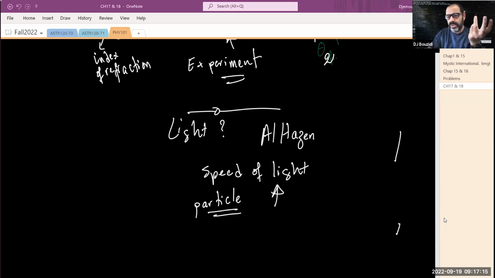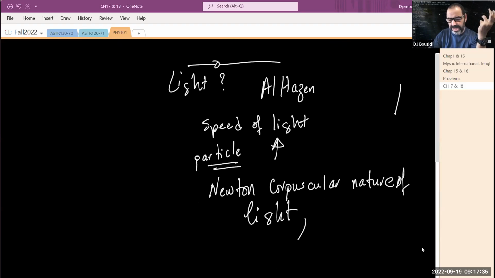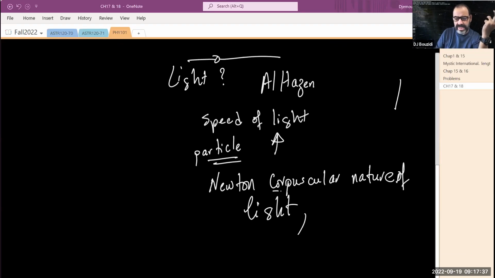The idea is now known as Newton's corpuscular nature of light. So that's how it is known nowadays: that light is made up of tiny particles. That's what corpuscular means, made of particles, okay? Tiny bodies, and they are moving straight out.